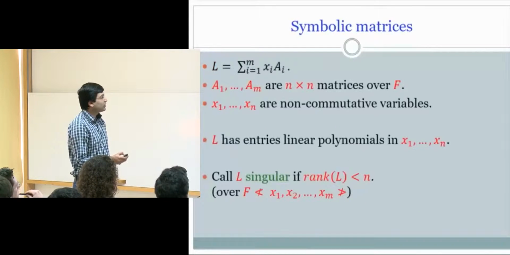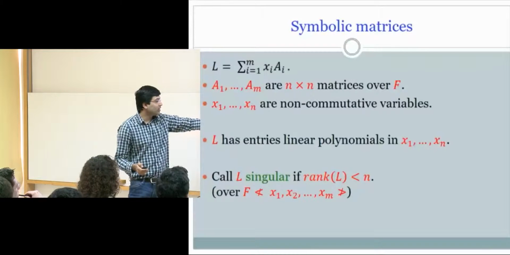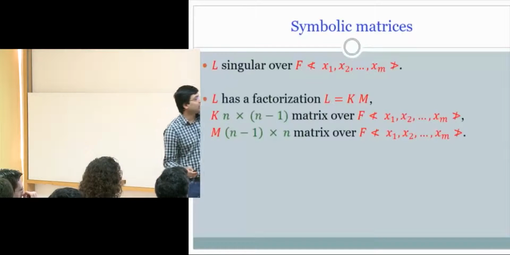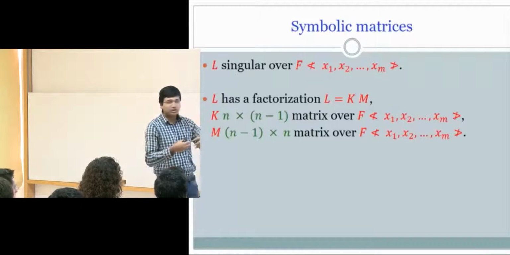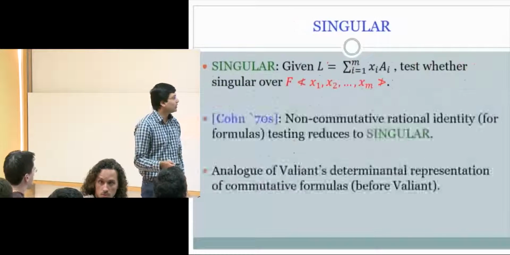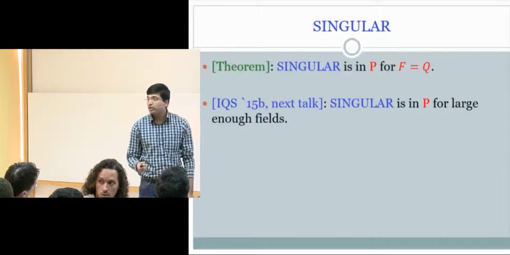So L is singular if its rank is smaller than n over this free skew field. Or in other words, it can be factorized into k times m, where k and m are smaller dimension matrices. But again, you don't have to think about it. You can think... Sorry, what was rank?